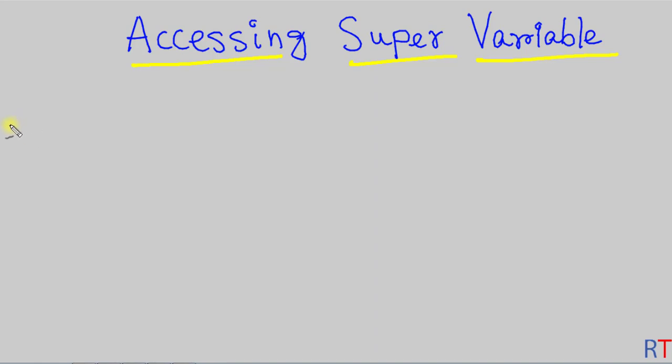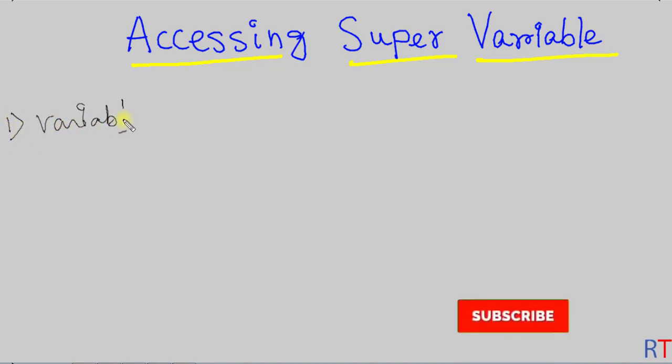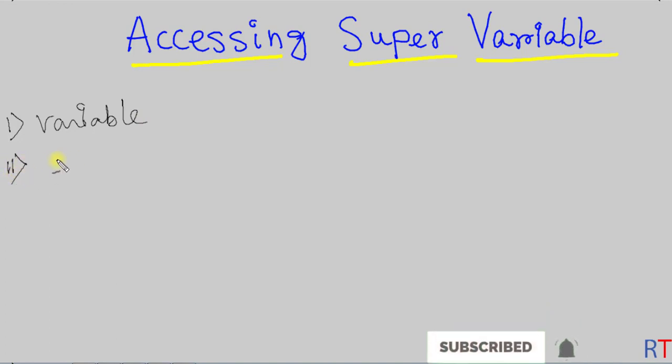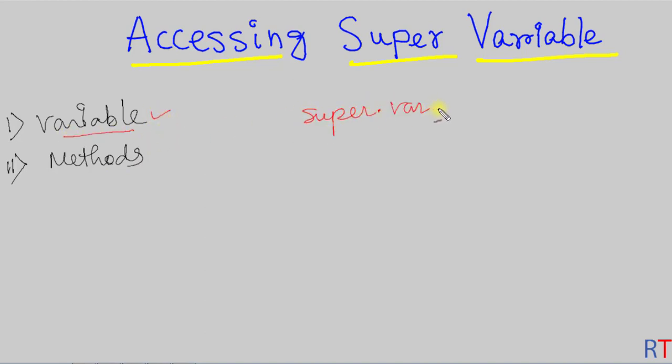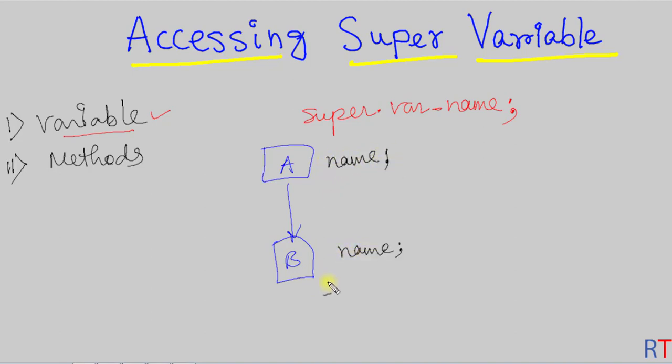The super keyword can be used to access the variables of the superclass, and it also can be used to access the methods of the superclass. To access the variables of the superclass, we have to use super dot the variable name, and this way we can access the superclass variable. Like in example, we have one superclass A and one subclass B, and both of them has one variable with the same name. Now to access the superclass version of the variable, we have to write super dot name, and this will refer to the superclass variable.